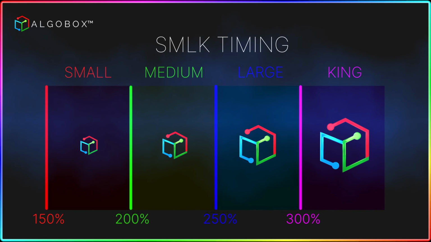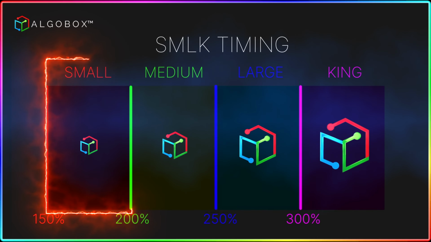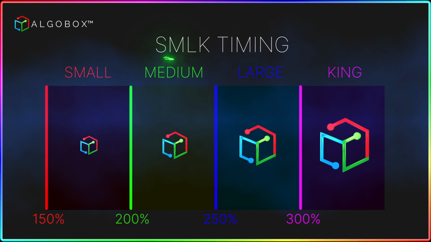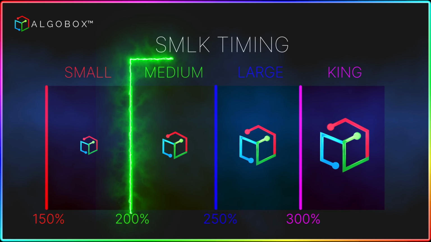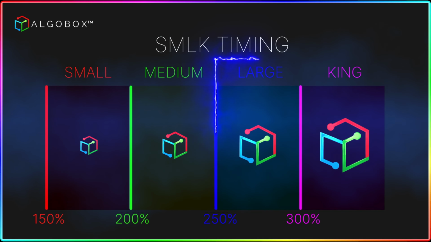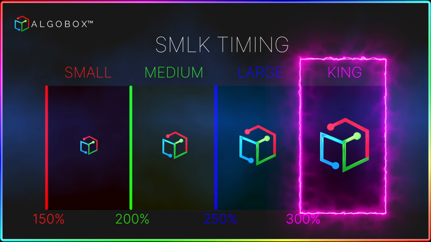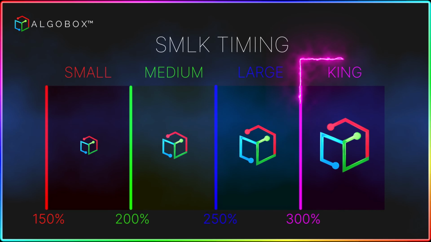A trade setup within the small SMLK zone often aligns with target 1. In the medium zone, look for opportunities to reach target 1 and target 2. The large SMLK zone typically signals a path toward target 3. And the king zone? That's where you might aim for target 3 and even a potential runner.